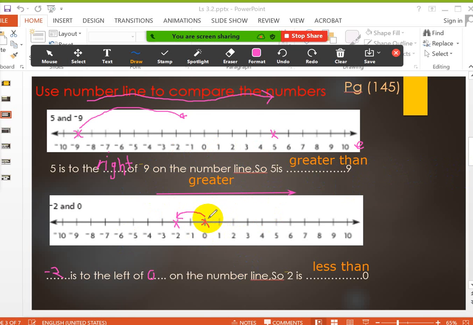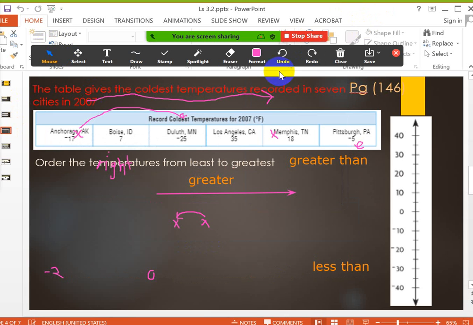Look, when I want to look at the numbers here, 0 and negative 2, which one goes to the right side? 0. That means 0 is the greater number between those two numbers. 0 is greater than negative 2, or I can say negative 2 is less than 0. Okay? Okay, thank you. Very good. Now, let's move to the next one.